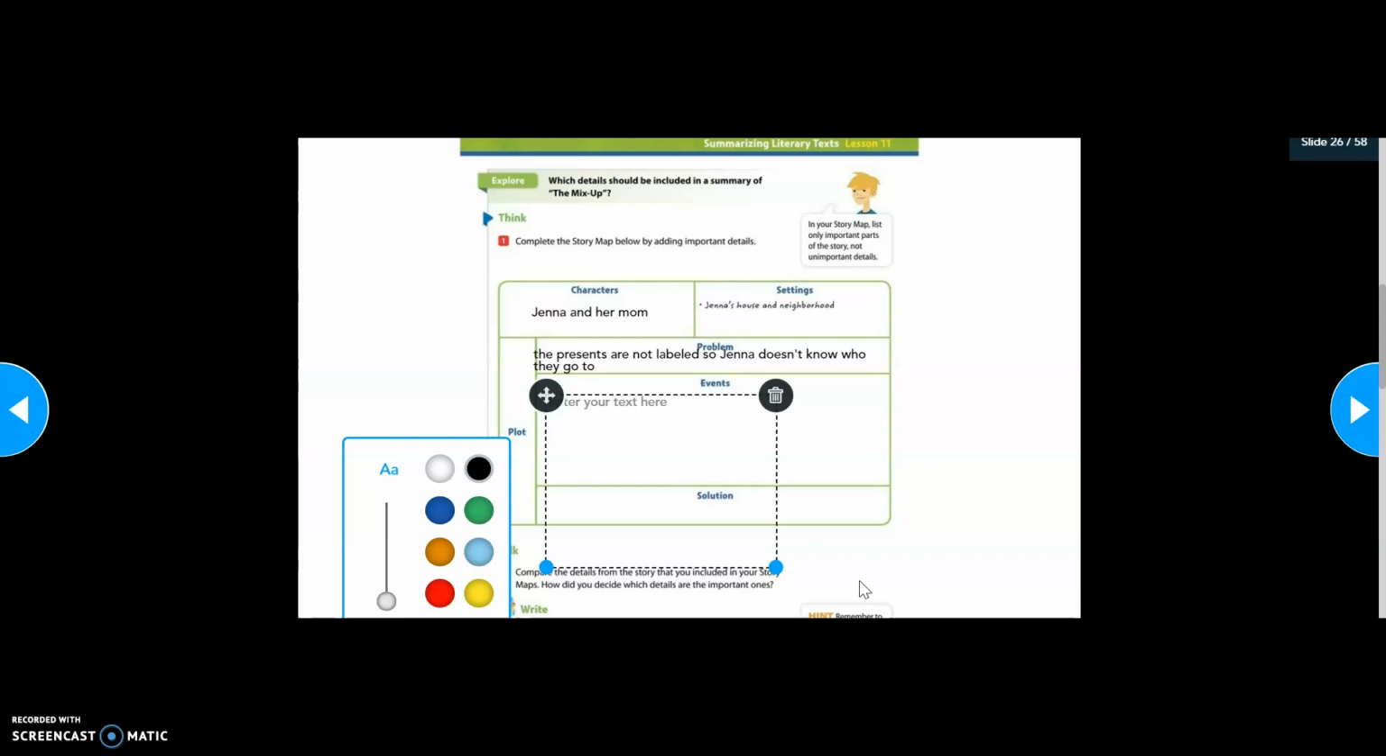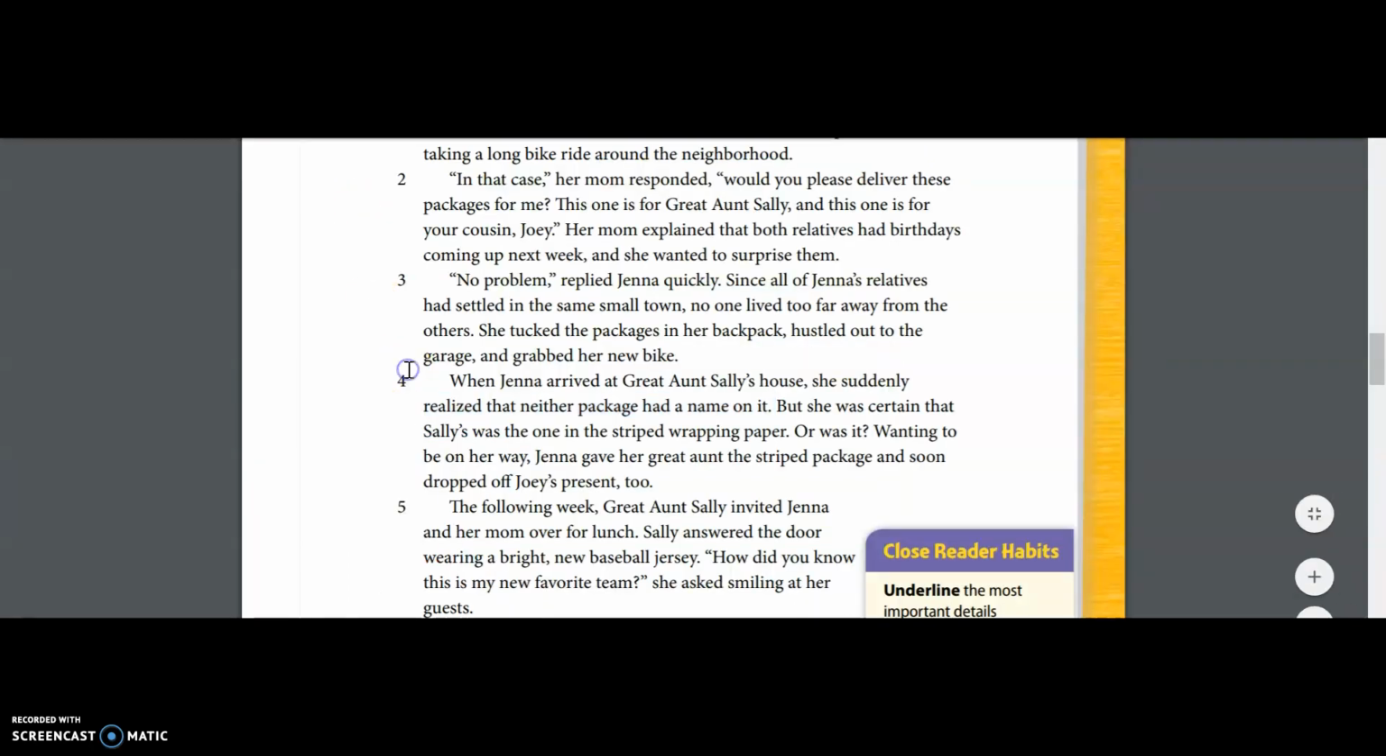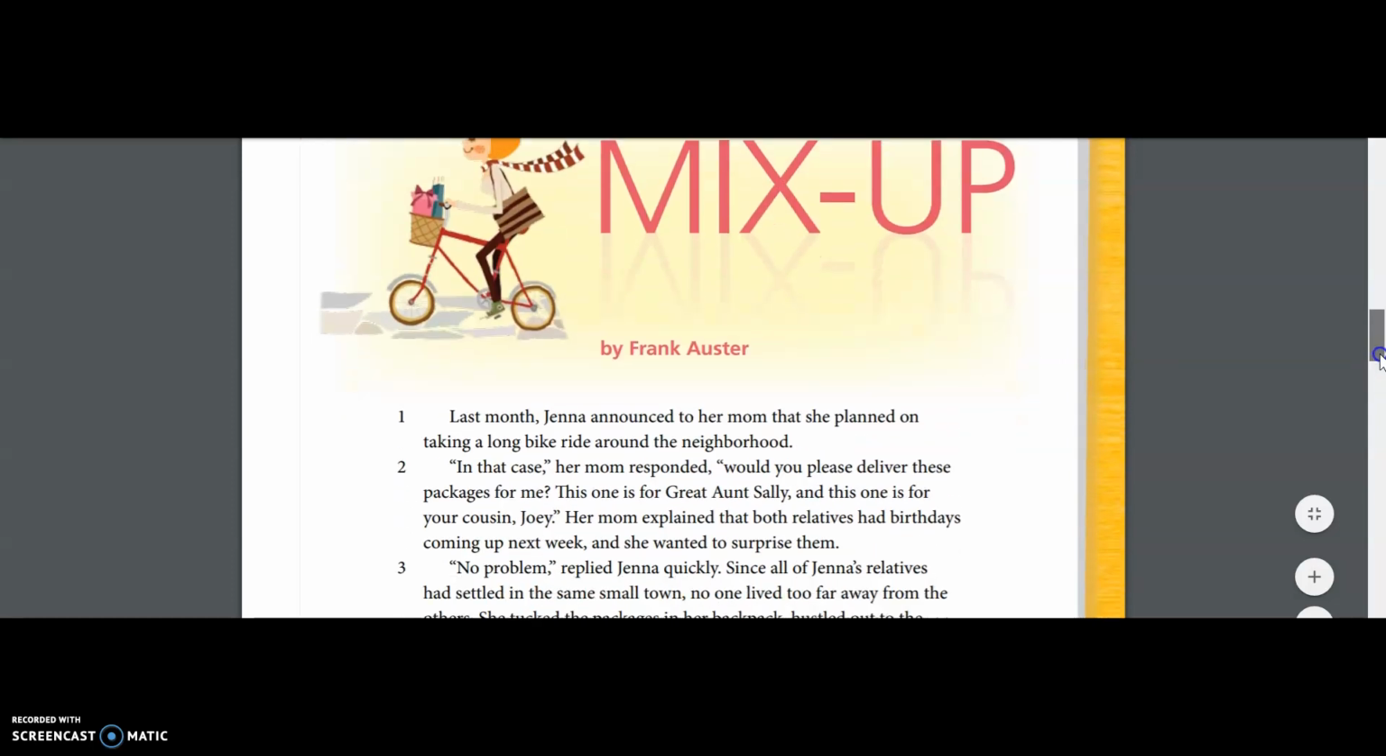The text already gave us the settings. Now we have the problem. You are going to have to use the skills that we've gone over to figure out those major events because we only want to give those key events. So an example, we said that the characters were Jenna and her mom. In that same text, it says that Jenna announces that she is going on a long bike ride. So I know that what the character does and says at the beginning of the story is often a big part of our plot. It's one of those huge events that's going on in the story. So we see that she's going on a bike ride.